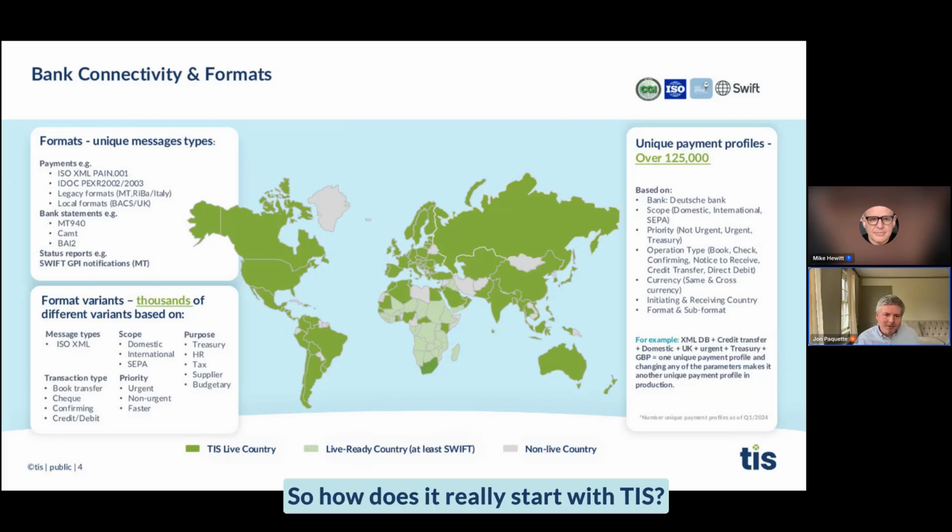So how does it really start with TIS? It's really about understanding your objectives and your strategy around your bank connectivity model.